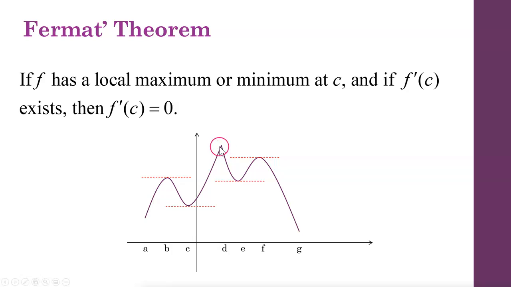Notice that at D, we still had a local max, but at that point, the derivative is undefined. So as the theorem suggests, the derivative will be 0 if it does exist. So at that point, f of D, the derivative did not exist, and therefore it does not follow this theorem, even though I did have a local max or min.